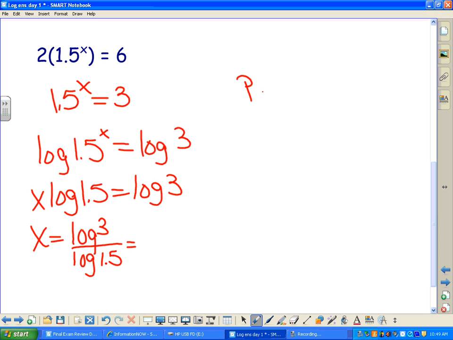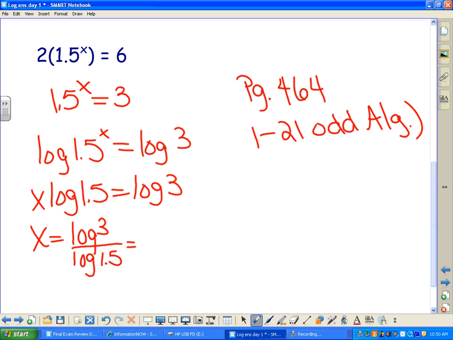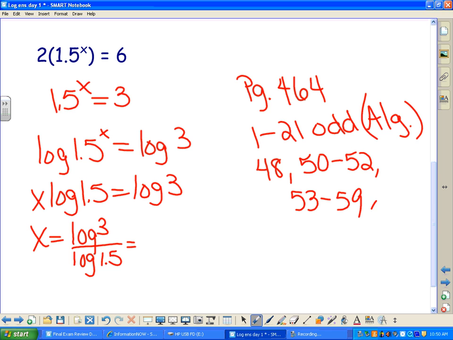Now, I think I need to be putting your assignment up here. It's on page 464, 1 through 21, the odds. Do all of these algebraically. Some of them tell you to use a graph or a table. Just do them the way that we did them up here. And 48, 50 through 52, and 53 through 59 odd. These last few are mental math, and you should try to do them mentally. Try to not use a calculator if that's at all possible.